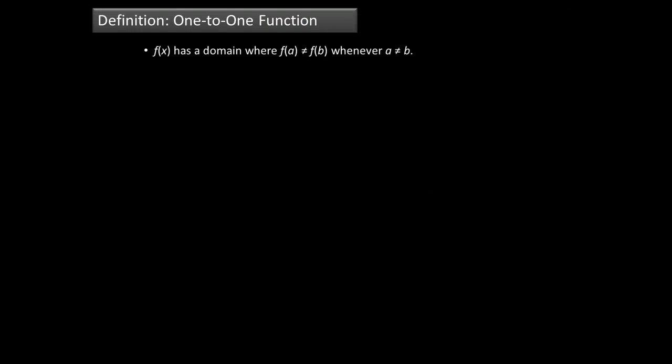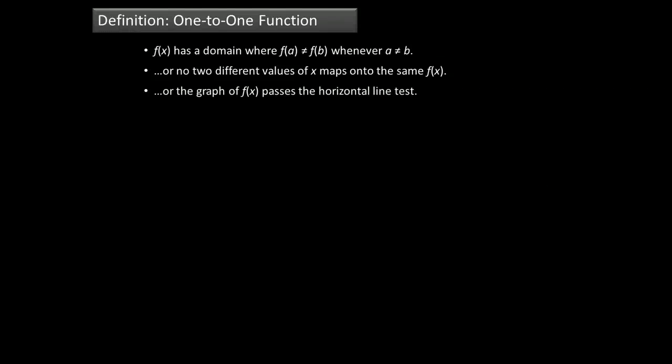Okay, so first thing, one-to-one. Hopefully you remember. This is what one-to-one means. First off, this is a fairly mathy definition. It says f of x has a domain where f of a is not equal to f of b whenever a is not equal to b. Well, more simply put, that means no two different values of x map onto the same f of x. Or, even more simply, the graph of f of x would pass the horizontal line test.